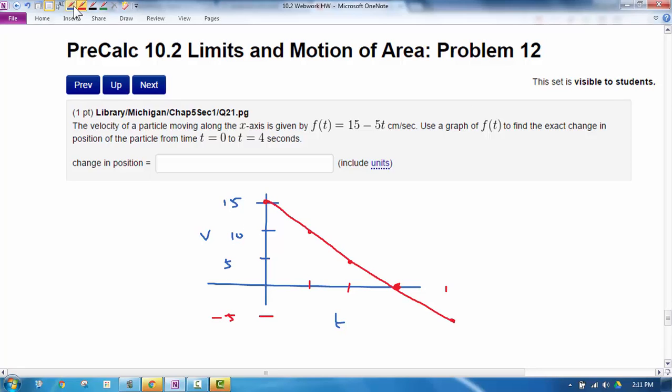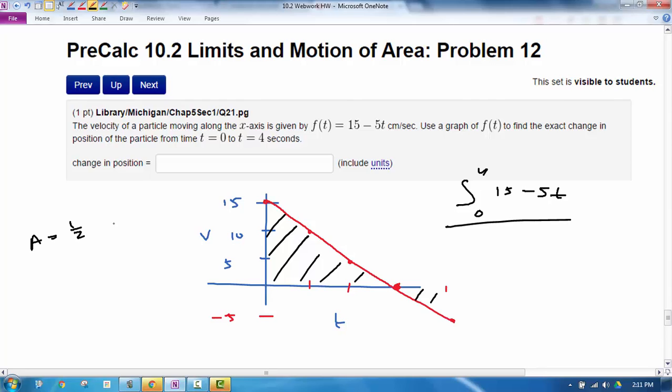Now, the question says, find the exact change in position from 0 to 4 seconds. The change in position is the area underneath the curve, which is the integral. So there are different ways to do it. You can find the area with triangles, or you can take the integral of this thing from 0 to 4 seconds. You can plug that into the calculator, or you can do area equals 1/2 base times height, which in this case would be 3 times 15, and then subtract from that the area of the other one, which is base times height of 5.